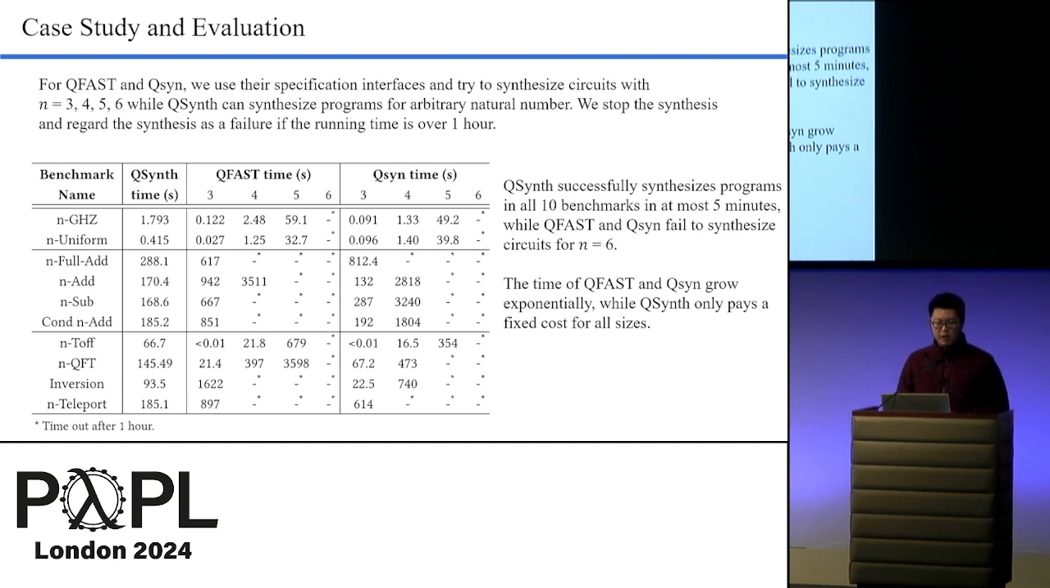But for QFast and QSynth, we will stop their synthesis and regard the synthesis as failed if the running time is over 1 hour. And the result shows that the execution time of QFast and QSynth increases exponentially when the application size is increased, and they fail in all of the synthesis tasks when the application size increases to 6. But for QSynth, our framework, it can successfully generate all the synthesized programs in constant time.